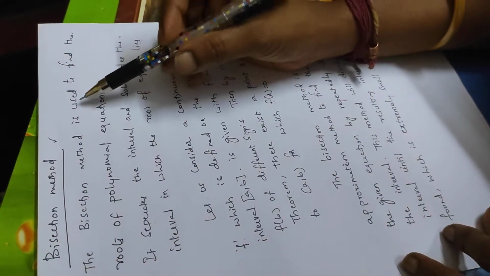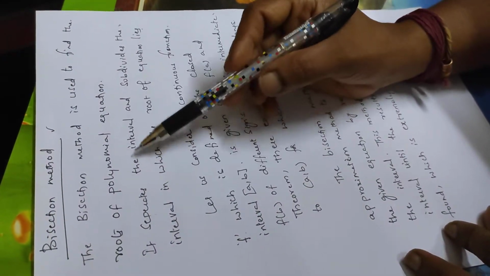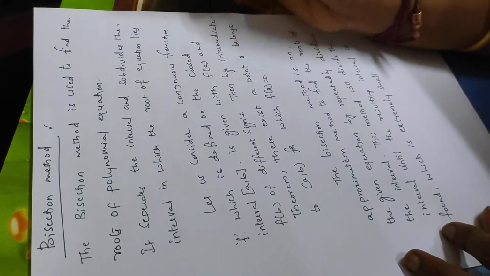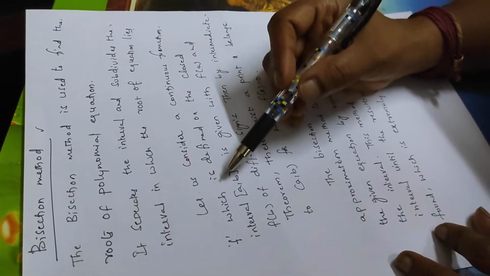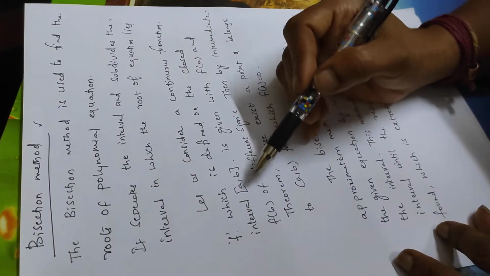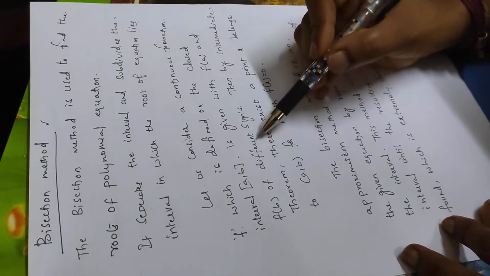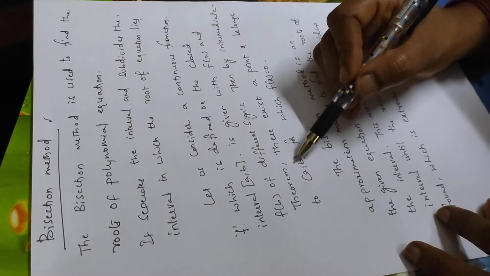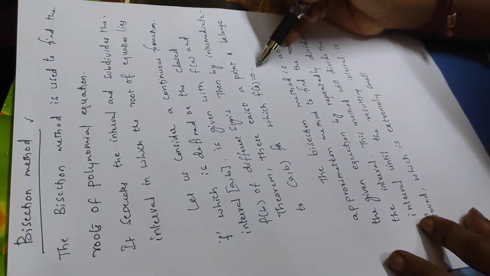The bisection method is used to find the roots of a polynomial equation. Simply, it separates the intervals and subdivides the interval in which the root of the equation lies. Let us consider a continuous function f defined on the closed interval [a, b], with f(a) and f(b) of different signs. Then by the intermediate value theorem there exists a point x belonging to [a, b] for which f(x) equals 0.